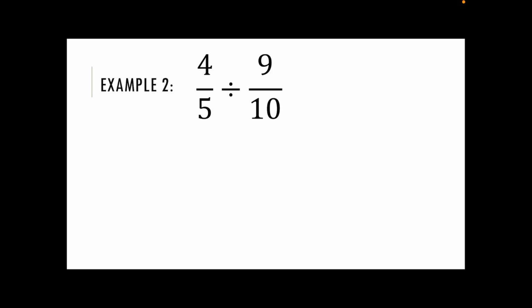So for example 2, we are going to keep our 4/5, we are going to flip our 10/9, and we are going to change divide to a times. 4 times by 10 is 40, and 5 times by 9 is 45. Remember, we always check if we can simplify. In this case, it is my 5 times table. So 40 divided by 5 is 8, and 45 divided by 5 is 9.